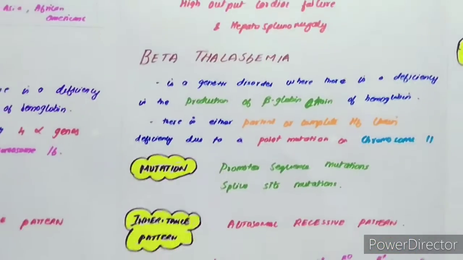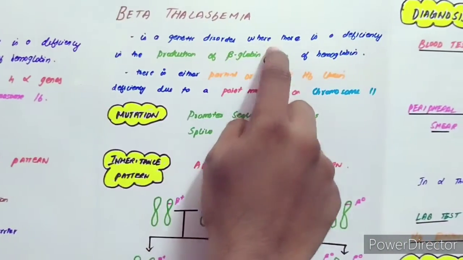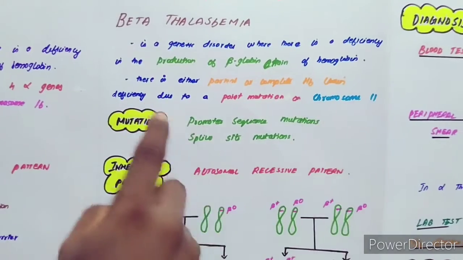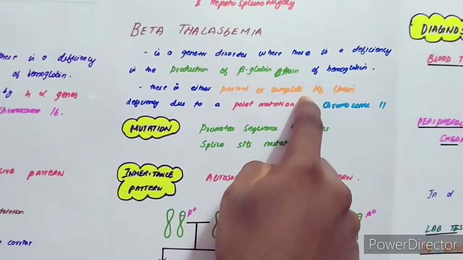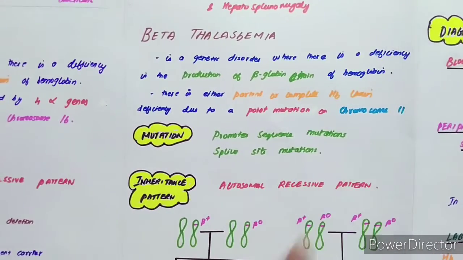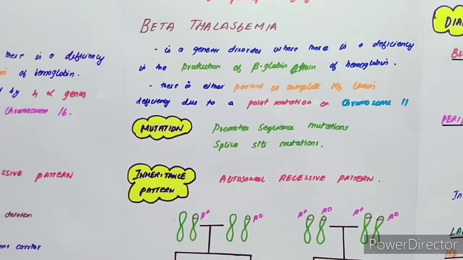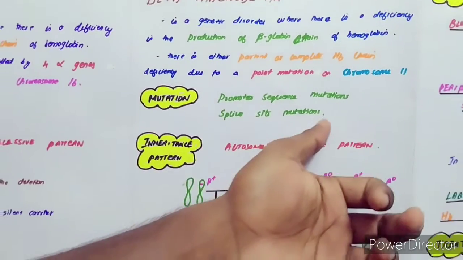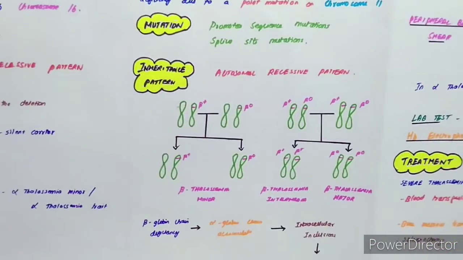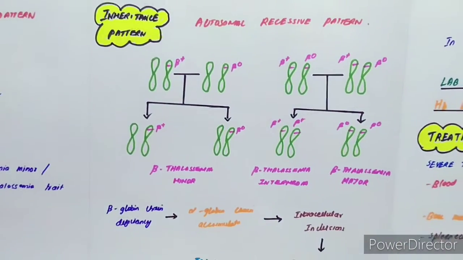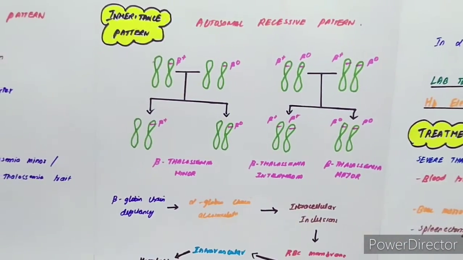Now, beta thalassemia is the genetic disorder where there is a deficiency in the production of the beta globin chain of hemoglobin. There is either partial or complete beta globin chain deficiency due to point mutations at the chromosome level. Now, what kind of mutations are seen? Promoter sequence mutations and splice site mutations can be seen. The inheritance pattern is the same, autosomal recessive, where both copies are required to cause disease.